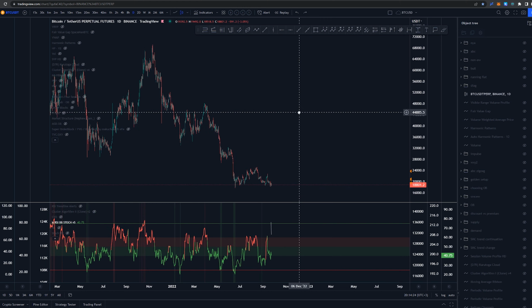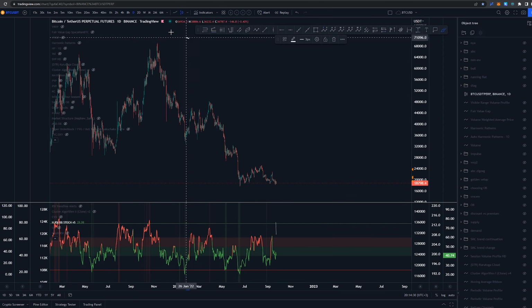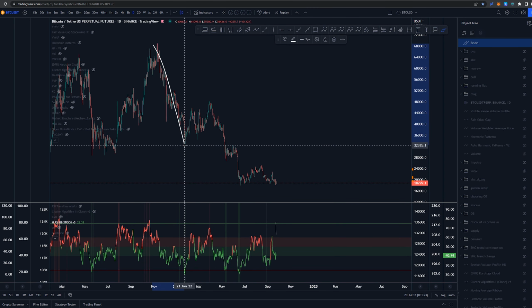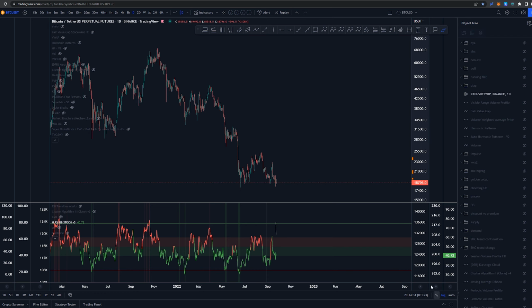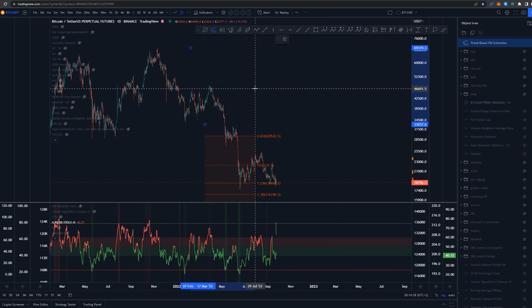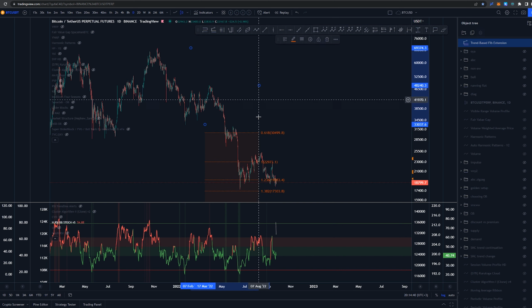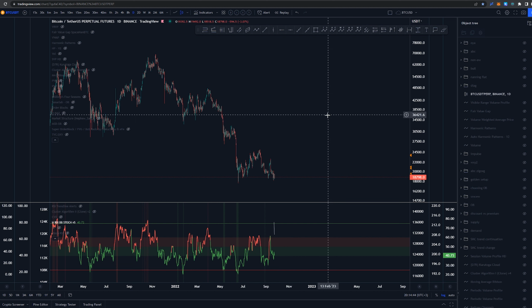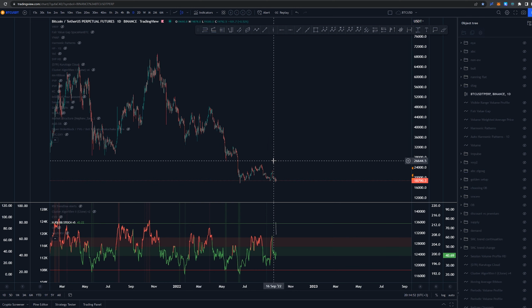We've gone over these counts multiple times, so the reasons why I don't really like this structure as a wave 1, 2, 3 are the following. Even on logarithmic scale and looking at the extensions, we are right around the 1.382. For my liking, I want to see that 1.618, and even on the higher time frame on logarithmic scale, we don't get that. So that's why I don't prefer it.